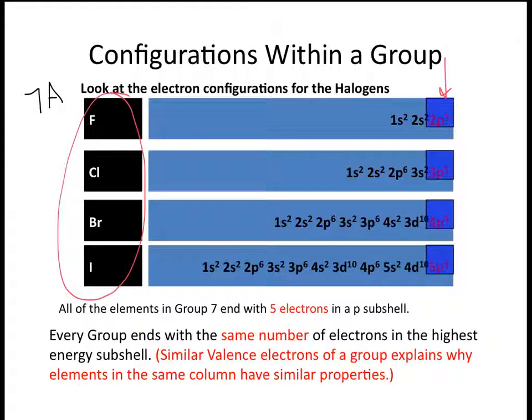And to make it even more interesting, you can see that if we take the highest energy level, I'll do that for each one, and we add up the electrons, you will always get the same number, 7 valence electrons. And that explains to us why the properties are similar. They behave the same way because they have the same electron structure in their outer shell.